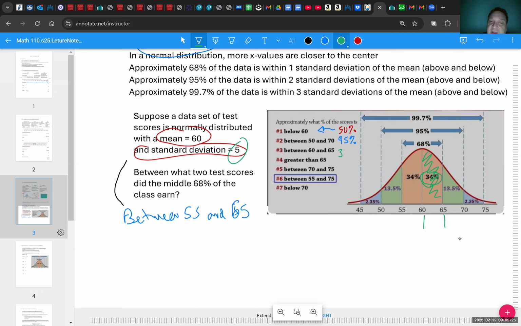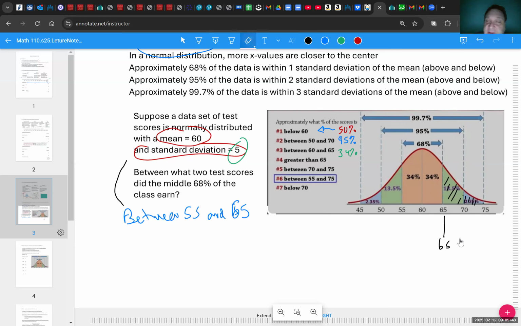So the image I decided to put on the lecture notes here kind of divides everything into little pieces to make it easier to help calculate stuff. All right, what about greater than 65? Okay, this is what I was thinking was maybe a little more challenging. So greater than 65. So here's 65. Greater than 65 would be all the stuff right here, all the stuff to the right.